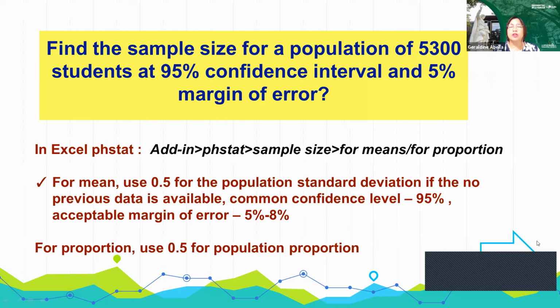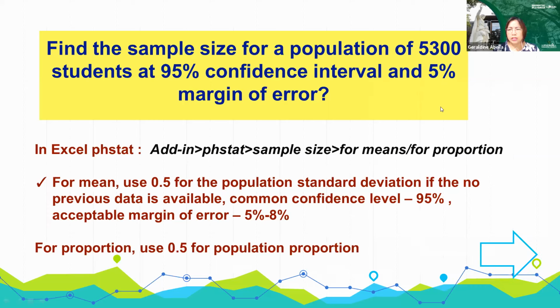So let's have this. Supposing the population size in your research is 5,300. 5,300 is a very large population size. If you're going to use all of the respondents, it will take time. Find the sample size for a population of 5,300 students at 95% confidence interval and 5% margin of error. These are the three values that you need in computing for the sample size. Now we will use PHStat in computing for it.